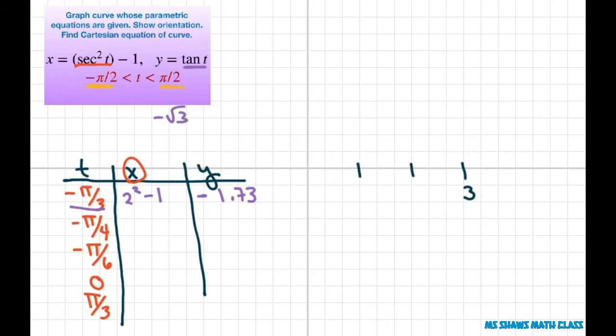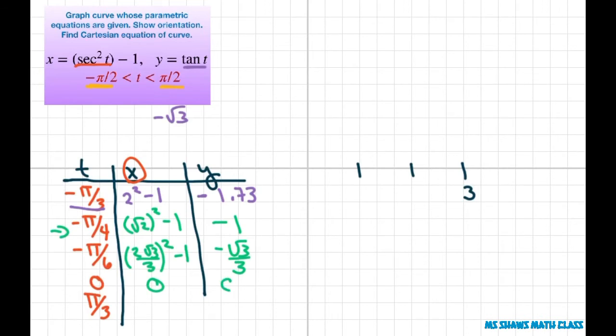All right. Now, for this one, secant of negative pi divided by 4. That's going to be square root of 2. Then you square it and subtract 1. And tan is easy. That's just negative 1. And then for negative pi divided by 6, you're going to get 2 square root of 3 divided by 3 squared minus 1. And then tan is negative square root of 3 divided by 3. At 0, we're at 0, 0. So we're starting here and moving this way.